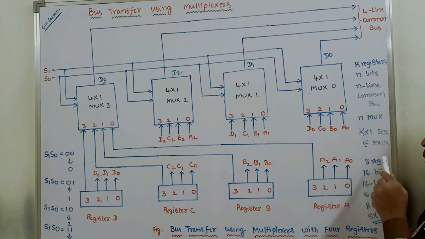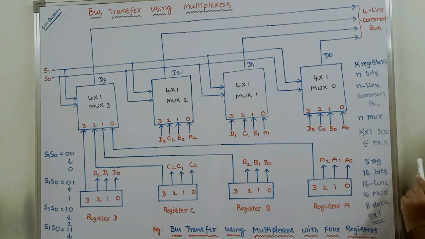Okay, suppose a common bus system consists of 8 registers. Each register contains 16 bits. Therefore, we require a 16-line common bus system. We require 16 multiplexers to construct this common bus system. Each multiplexer can take 8 data input lines and 1 output. Therefore, the size of each multiplexer is 8 by 1.